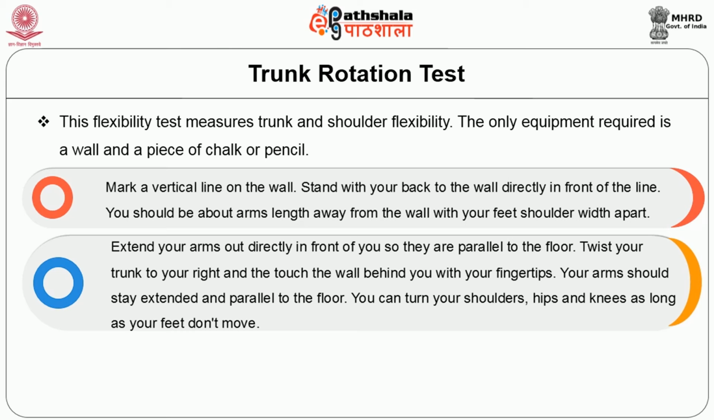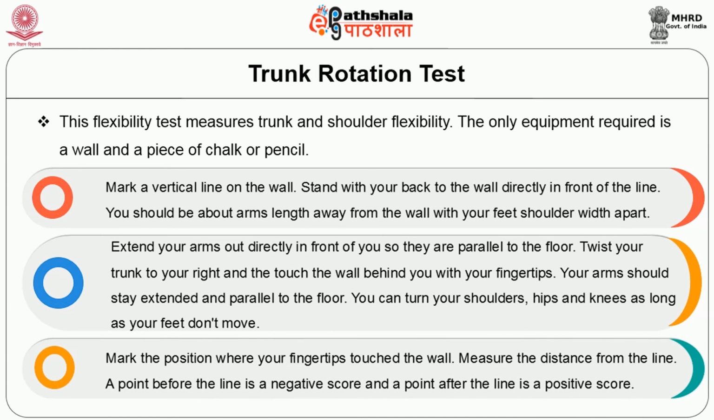Extend your arms directly in front of you so they are parallel to the floor. Twist your trunk to your right and touch the wall behind you with your fingertips. Your arms should stay extended and parallel to the floor. You can turn your shoulders, hips and knees as long as your feet don't move. Mark the position where your fingertips touch the wall. Measure the distance from the line. A point before the line is a negative score and a point after the line is a positive score.